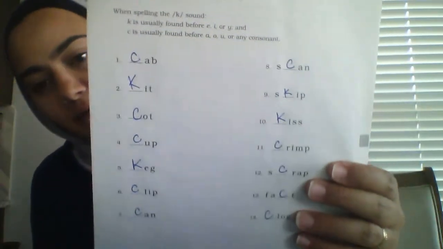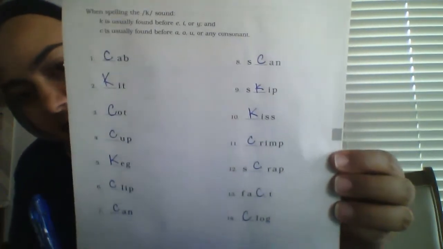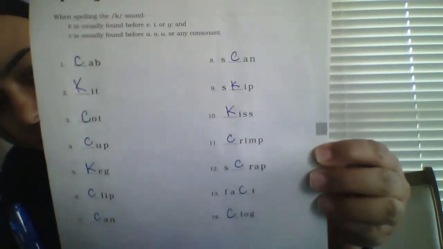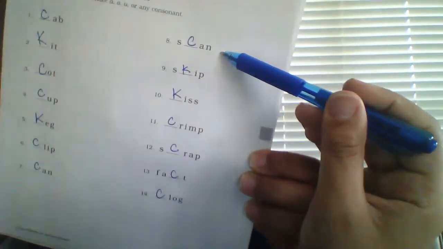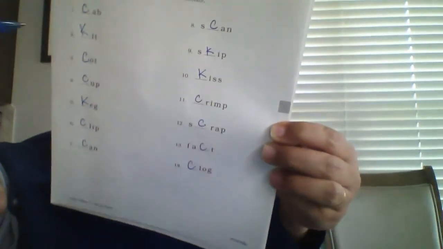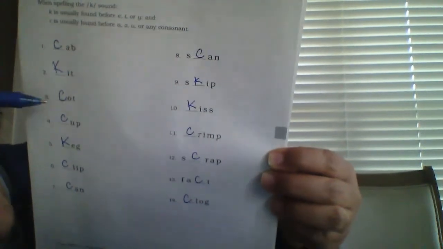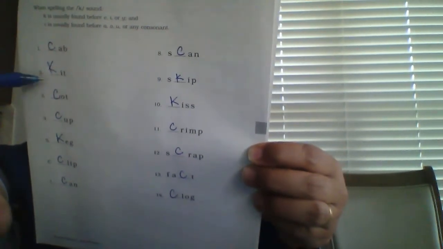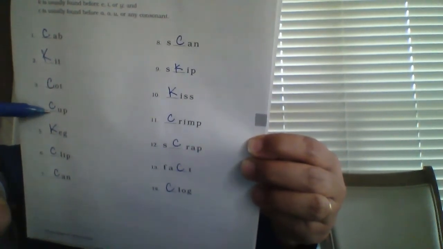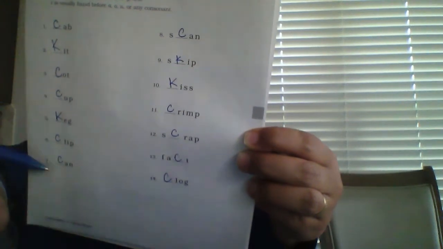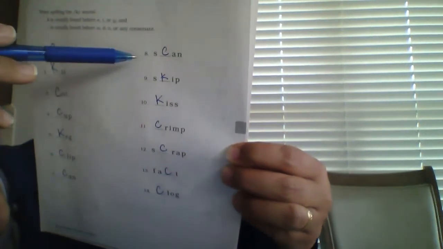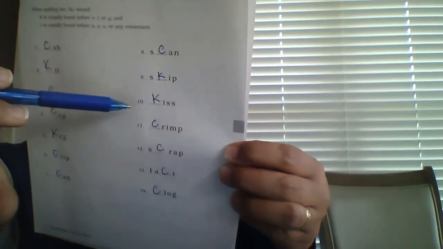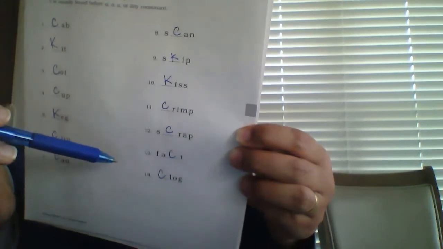So I'm going to show you the paper. You can go ahead and copy this down if you don't have it while I read the words, okay? I want you to read them with me. Cab, kin, I'm sorry, cab, kit, cot, cup, keg, clip, can, scan, skip, kiss, crimp, wrap, fact, clog. Those are all words, so I know I'm okay.